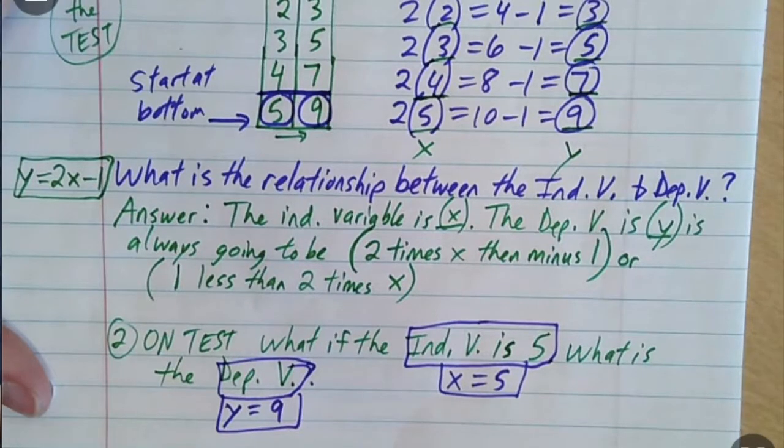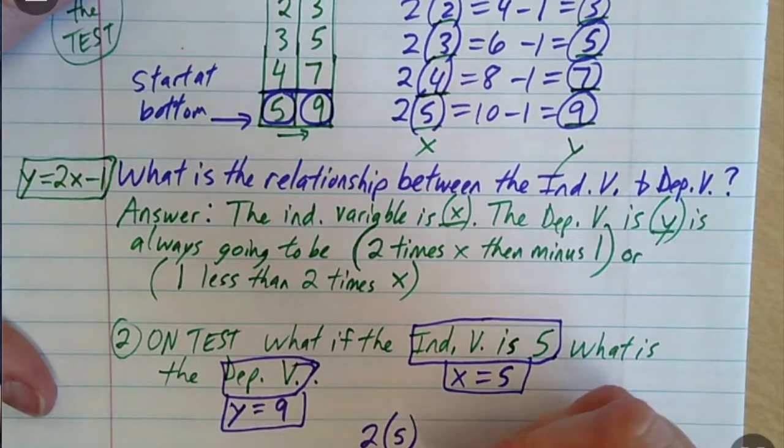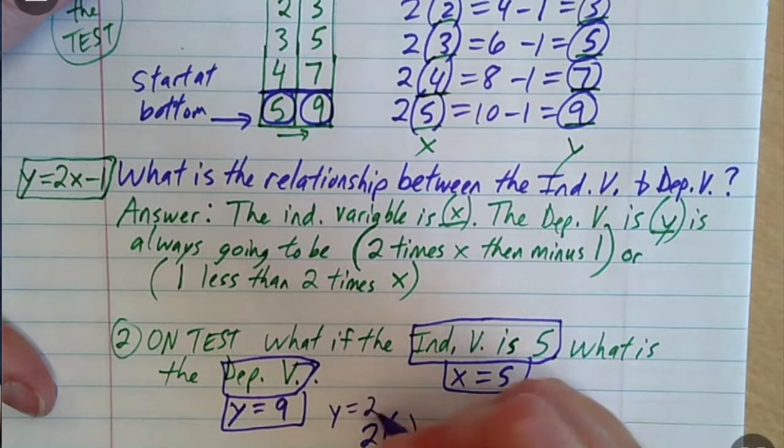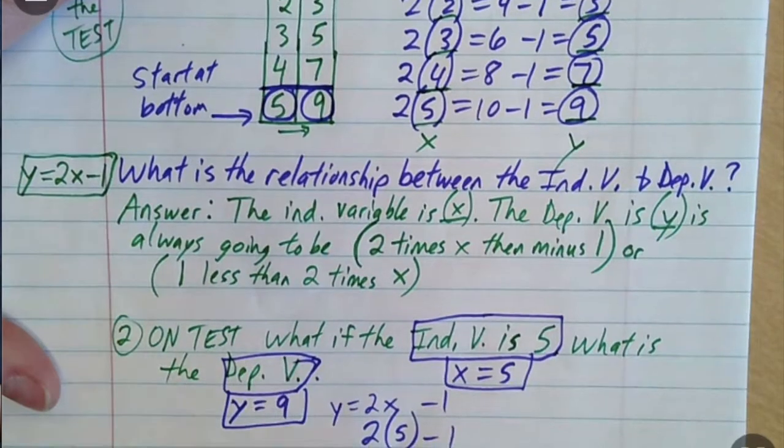You could use our equation to help us. We take 2 times 5, which was our x. Remember, y equals 2x minus 1. So we put a 5 in here for x, and then we subtract 1. 2 times 5 is 10, and I subtract 1. I'm going to get 9 for my y.